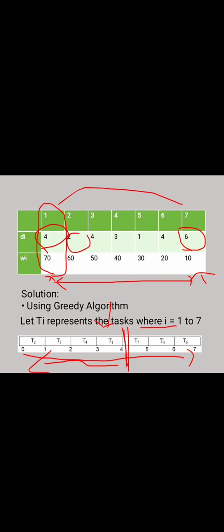So task 2 has deadline 2. So we will look at 2, then look backwards. So there are 2 available cells. So we can put task 2 in this cell. Next is task 3, which has deadline 4. So this one is 4, then look backwards. So there is an available cell here, so we can put task 3 here.